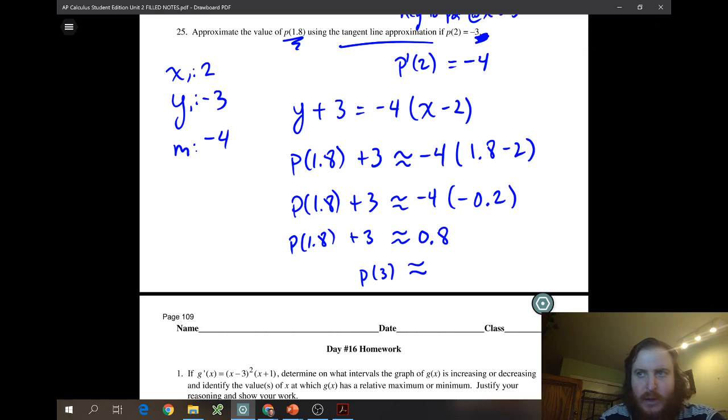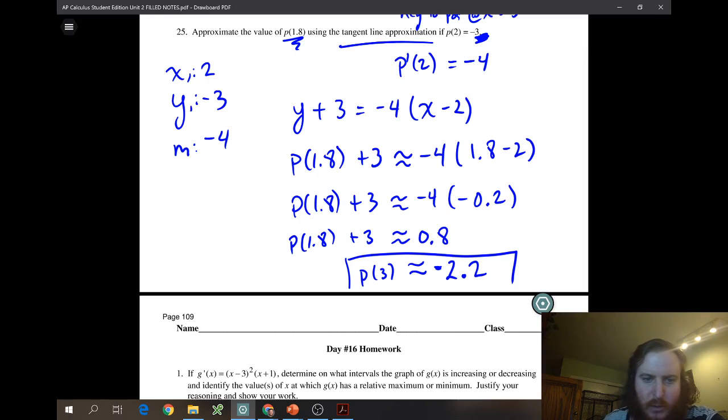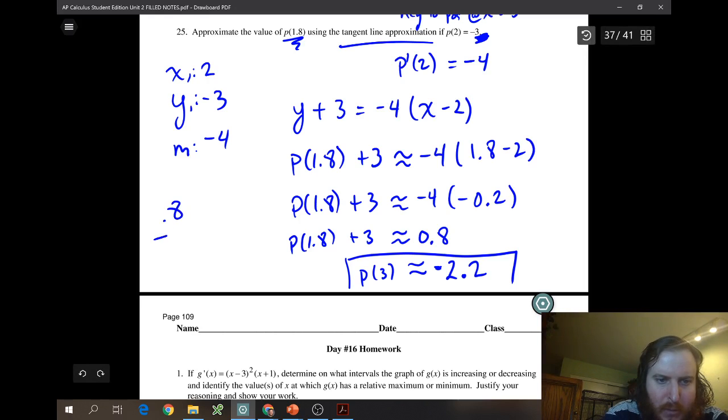So we have 0.8 minus 3. When you do this, what I like to do is think, 3 minus 0.8 would be 2.2, but because it's 0.8 first, it's negative 2.2. You can do it by hand or in your head. 3 minus 0.8 is easy, it's 2.2, but since the negative 3 is bigger, it's negative 2.2.